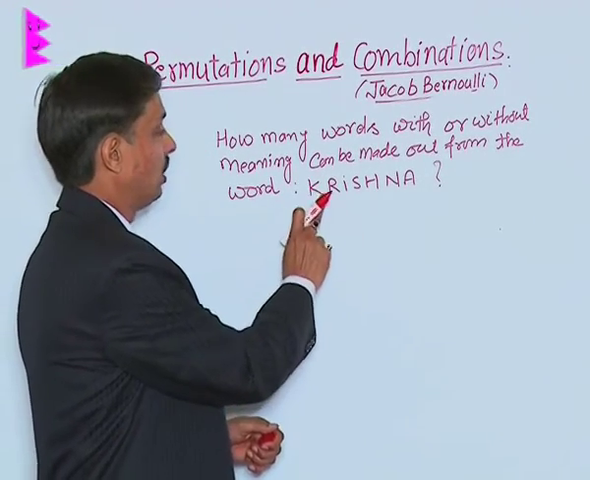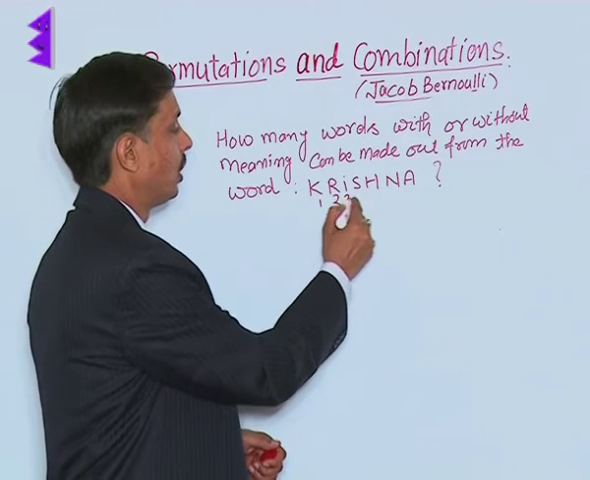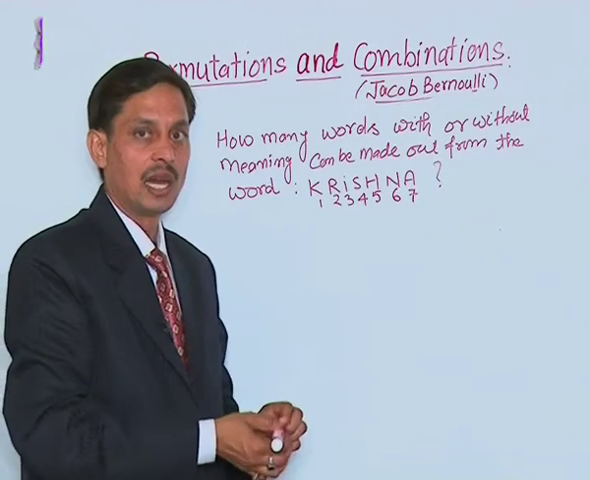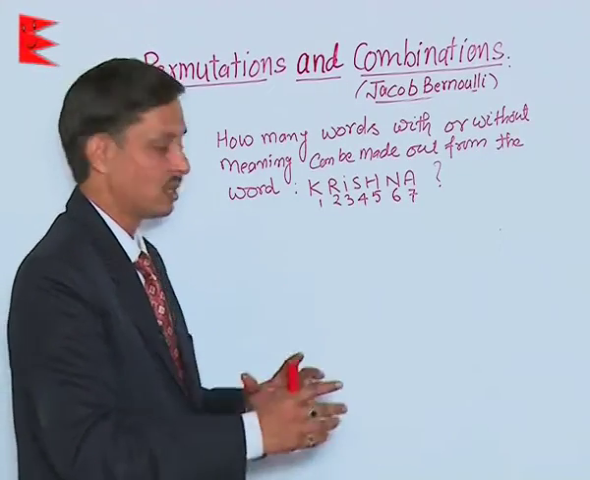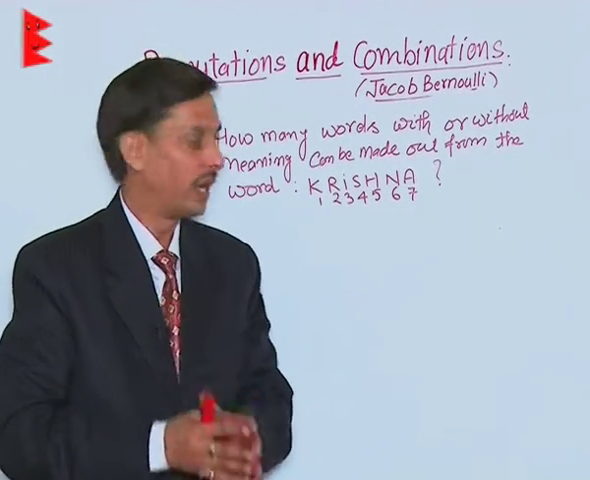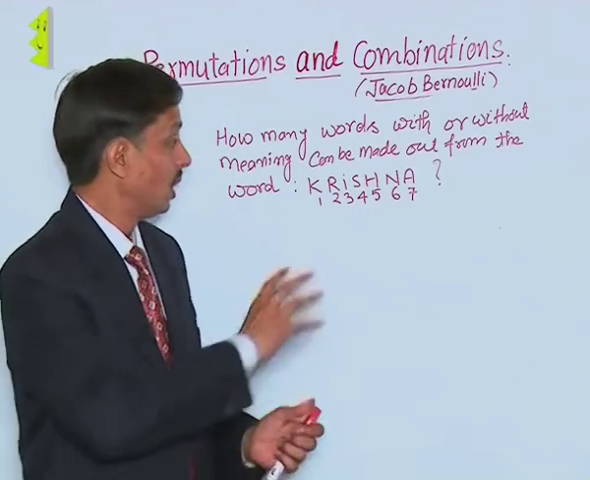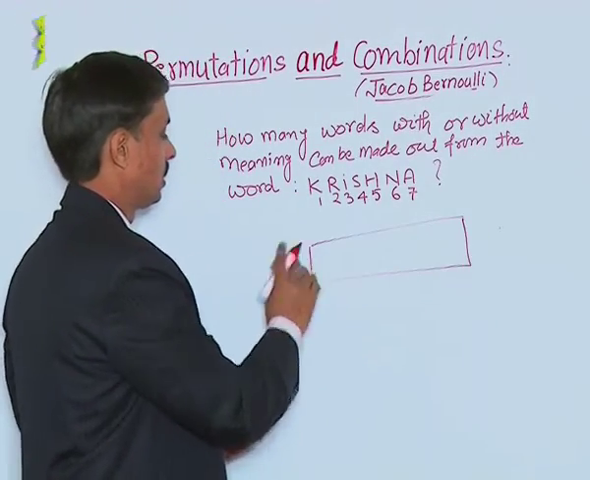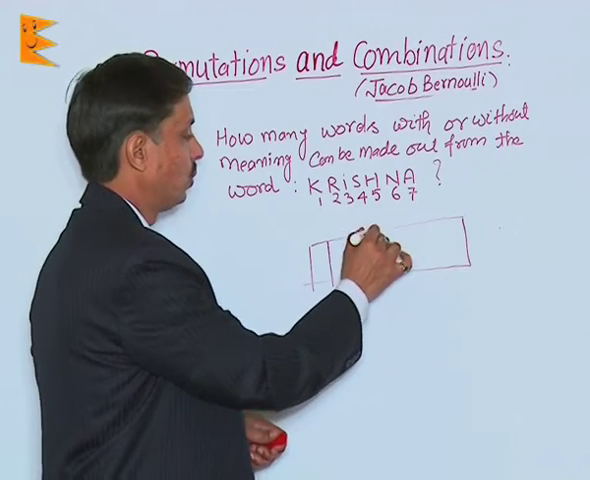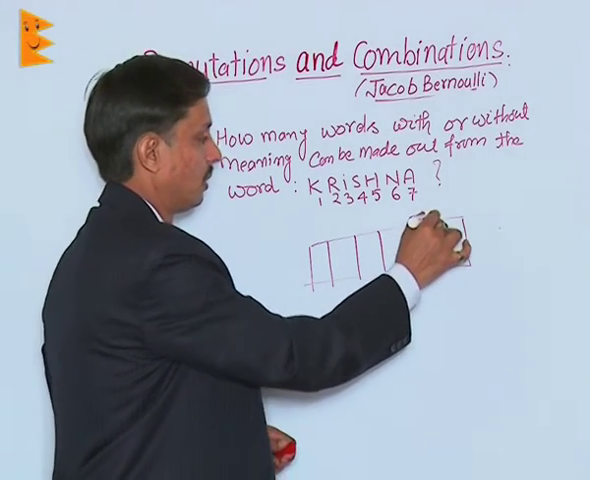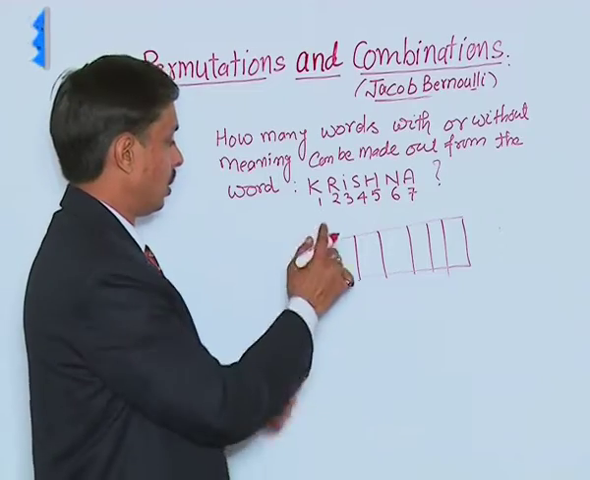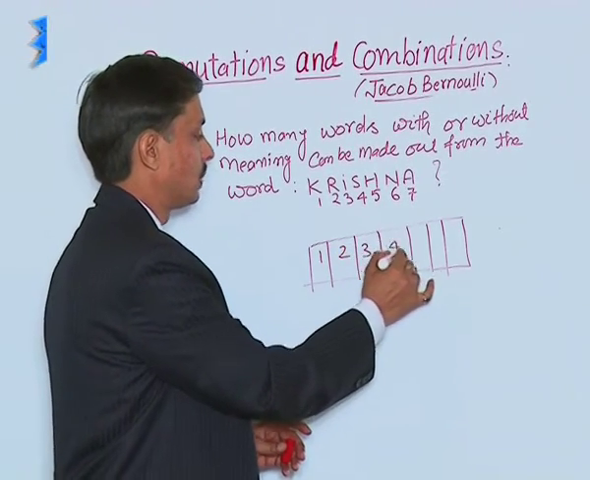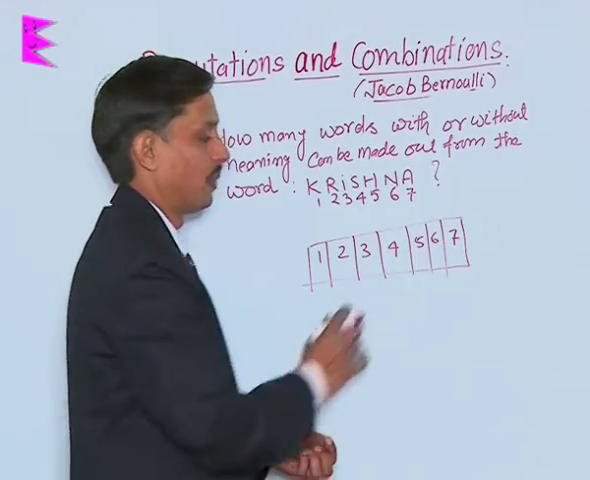So there are 1, 2, 3, 4, 5, 6, 7. There are 7 distinct letters used in writing Krishna. So first of all, we need how many places? 7 places. 1, 2, 3, 4, 5, 6, 7. So if I say this is position number 1, this is 2, this is 3, this is 4, this is 5, this is 6, this is 7.